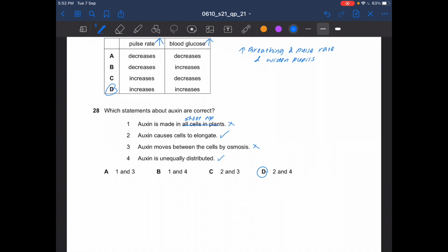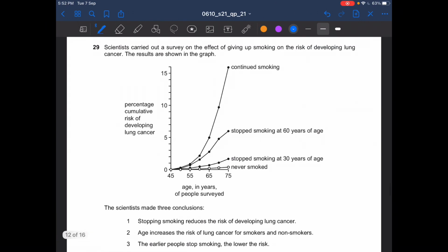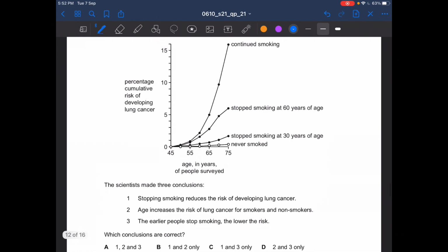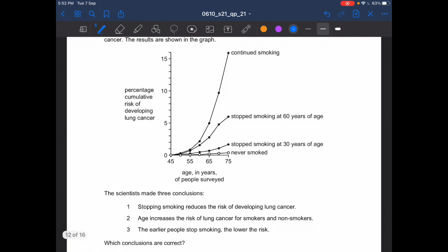Next question. Scientists carried out a survey on the effect of giving up smoking on the risk of developing lung cancer. The results are shown in the graph. The scientists made 3 conclusions. Which conclusions are correct? The first one is stopping smoking reduces the risk of developing lung cancer. That is correct. Stopping smoking, never smoke, the percentages are lower.